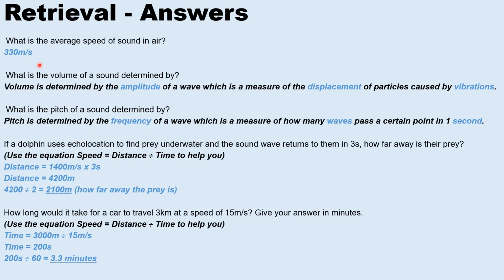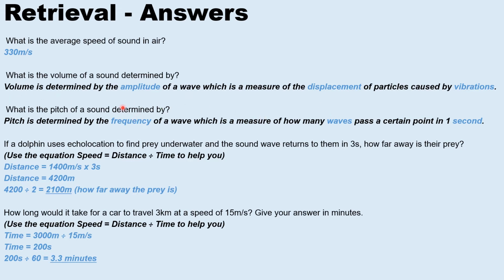So what is the volume of sound determined by? So you've got volume is determined by the amplitude of a wave, which is a measure of the displacement of particles caused by vibrations. So the bits in blue are the ones that you should have written down. So if you got them right, tick them off. If you didn't, then fill them in with your different coloured pen.